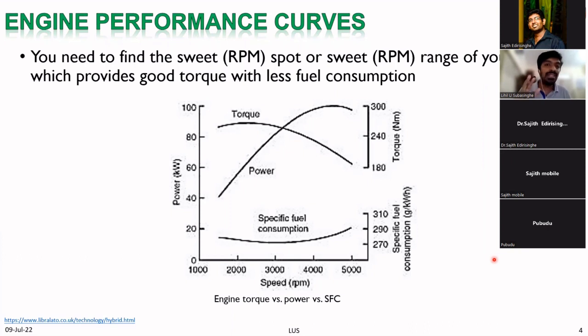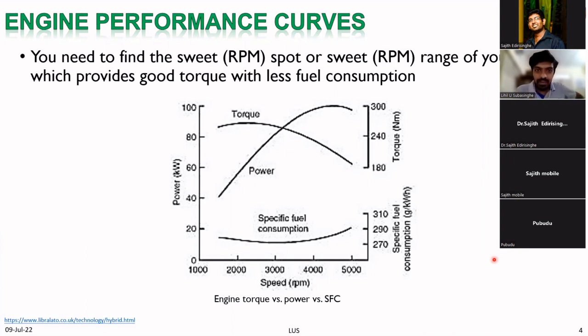Now there are two parameters that they are checking. One parameter is the hydrocarbon and carbon monoxide emissions, at two different RPMs. One is the idling RPM. Idling RPM means once the engine is started, you just leave the engine like that, no acceleration. What are the hydrocarbon and carbon monoxide emissions at the idle RPM?